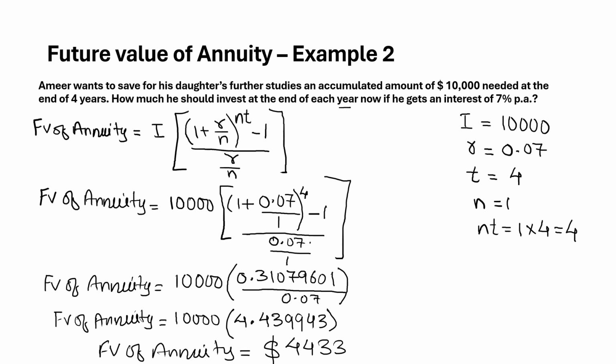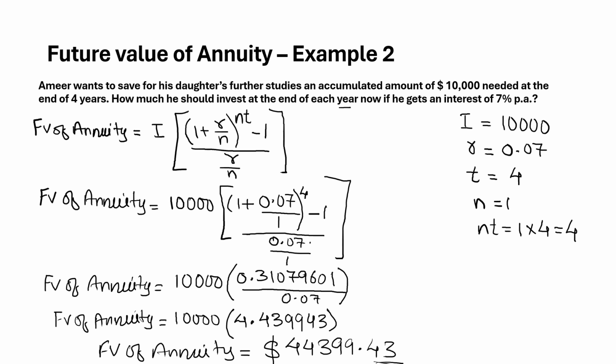Sorry, 44399.43. So this is the answer. This is the future value of annuity which he will be receiving. This is my answer.